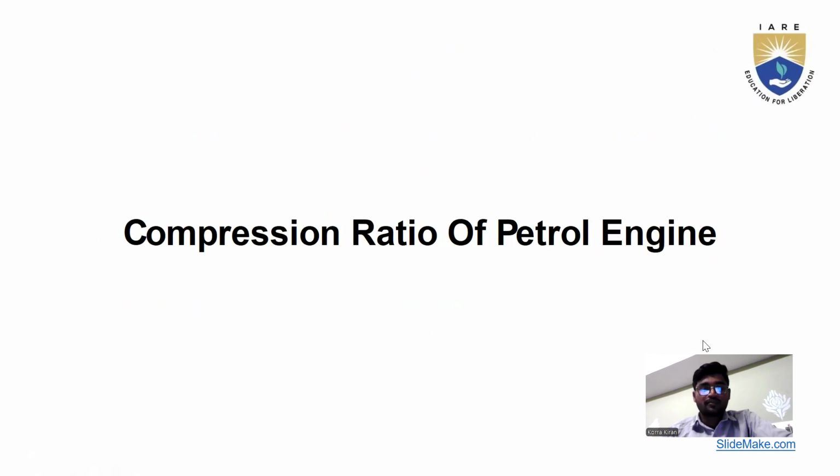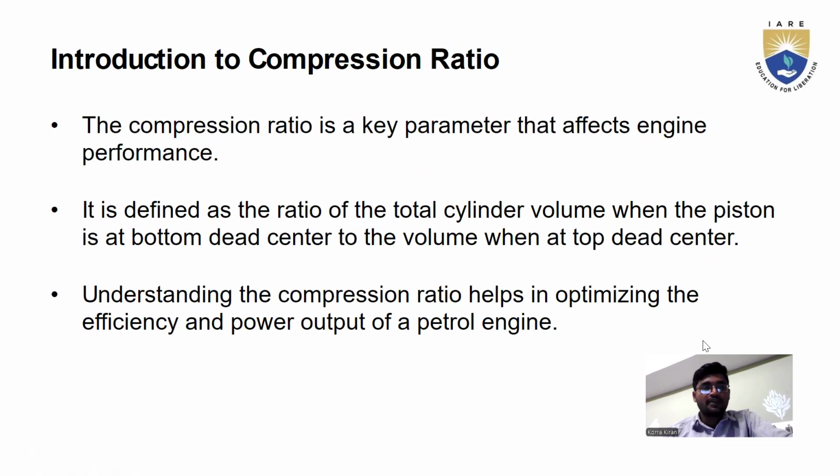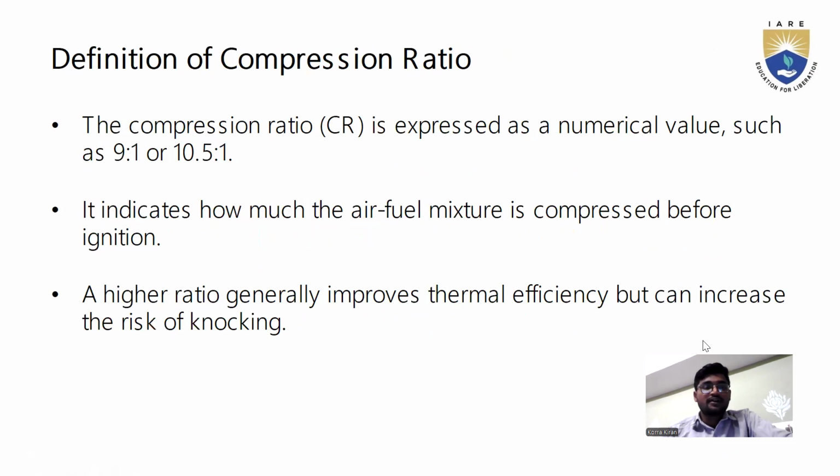Here the topic is compression ratio of a petrol engine. Introduction: compression ratio is a key parameter of engine performance, because it helps optimize the efficiency and power of a petrol engine. We can define it by a numerical value such as 9 to 1 or 10.5 to 1.